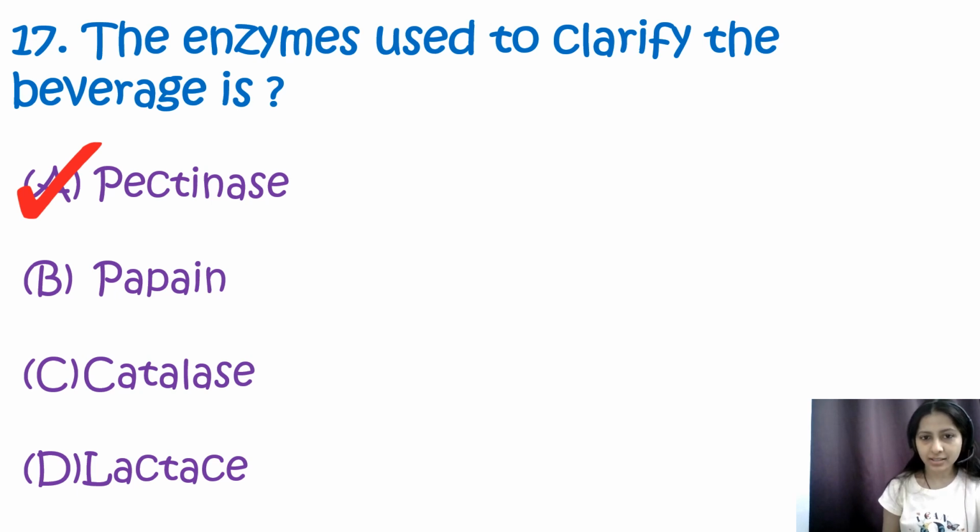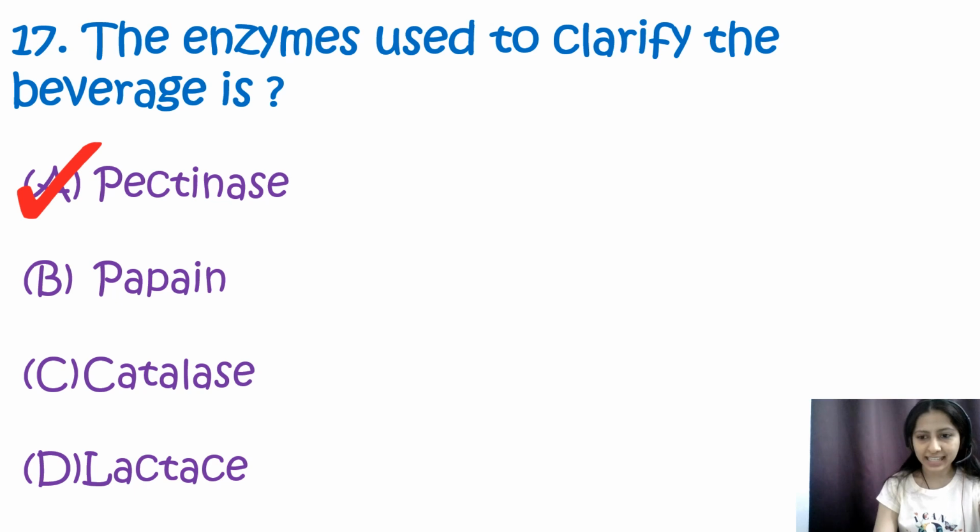So these pectinases break down the pectin, which is basically a polysaccharide found in the plant's cell wall, which helps in the clarification of the beverage by reducing the cloudiness caused by the fruit pulp. So over here my correct option is A, that is pectinase.